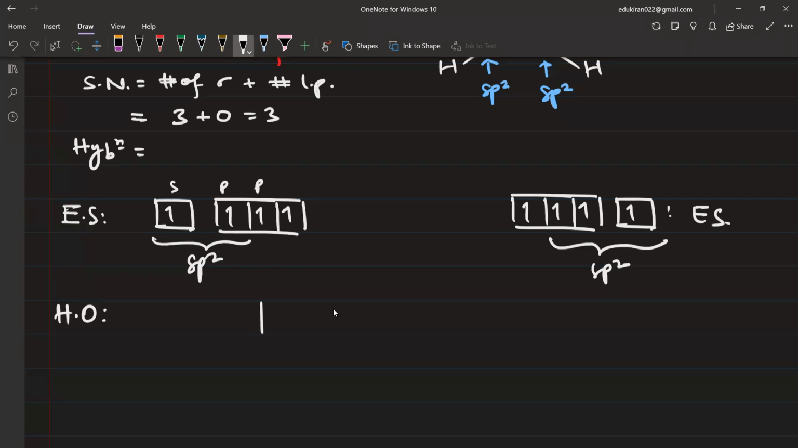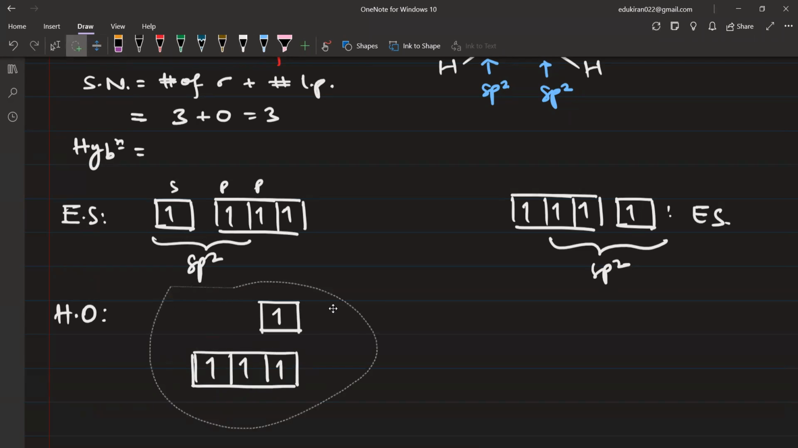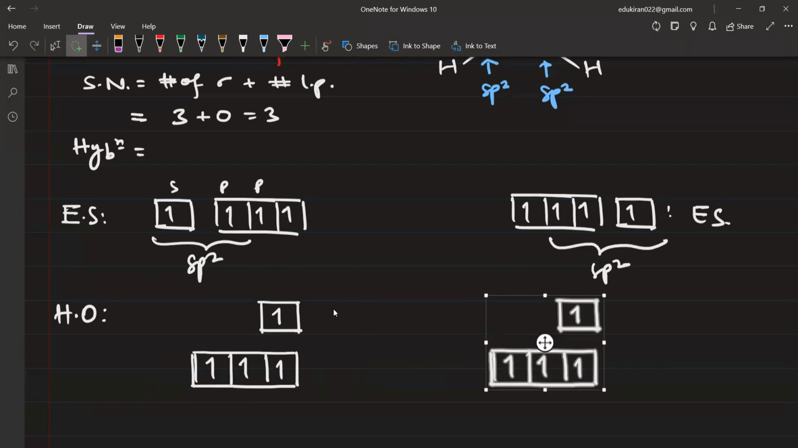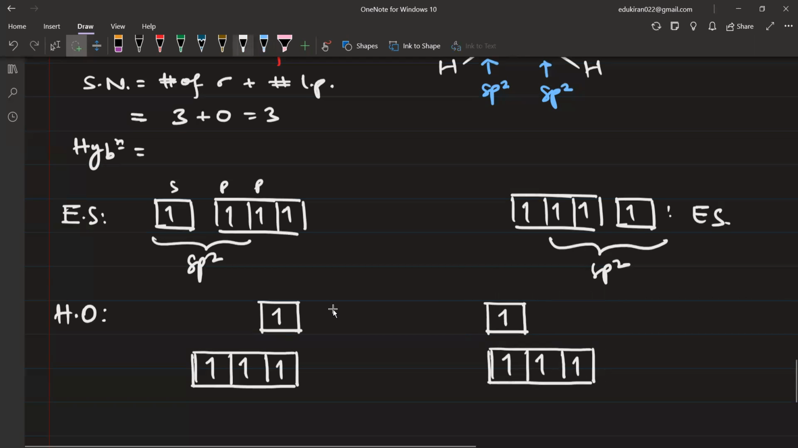There is one p already. So the p that you have will be left over. This is pure p with one electron. And the hybrid orbital will be a bit lower. So this is the p orbital, this is also p orbital, and all of these are sp2.